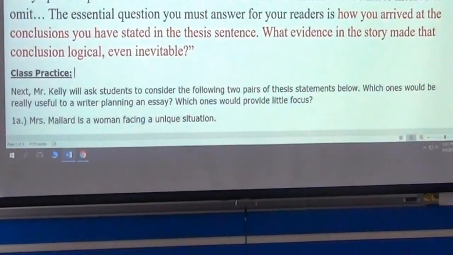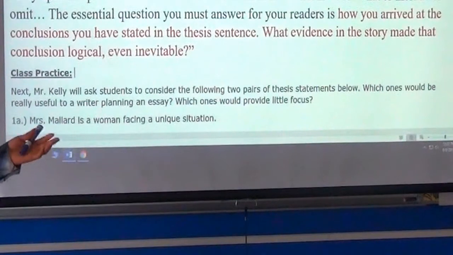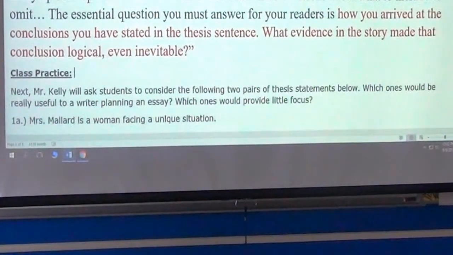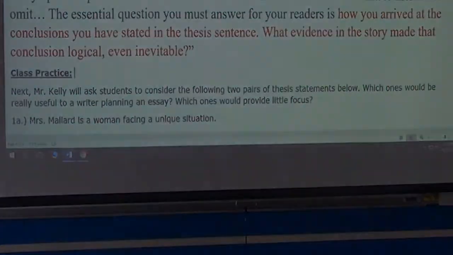What evidence in the story made that conclusion logical? Okay? Meaning you can back it up with reasoning. There's reasons of why it's like that. It's logical. Okay? Or inevitable. Inevitable means that everybody's going to come to this answer, and there's no other answer to come to. Okay?